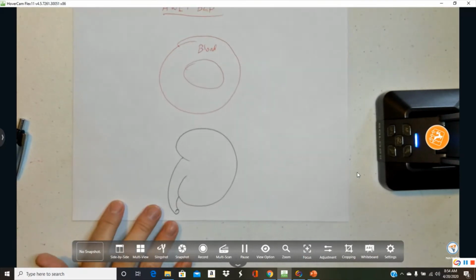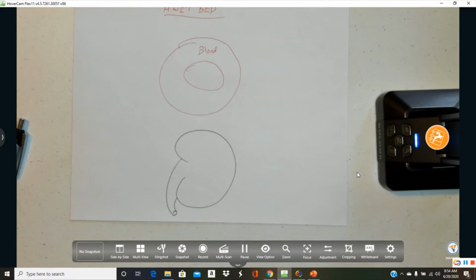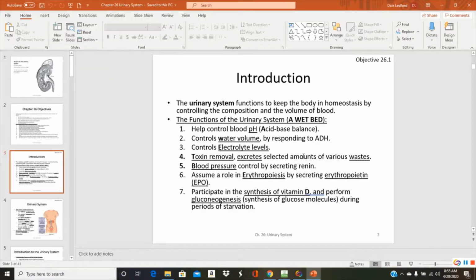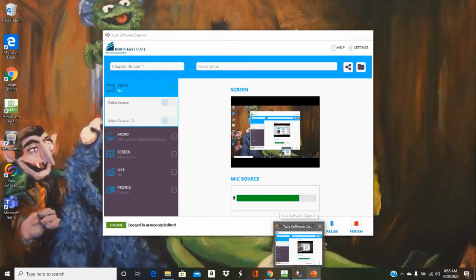So certain things in our blood, we know already through the endocrine system, how we control ions like calcium. One of the ways that we did that was excreting it by urine. We peed it out, urinated it out. We know that's something that we did. So we're going to start off with helps control blood's pH. So acid-base balance is the first role in a wet bed. So we're going to control the pH of the blood.